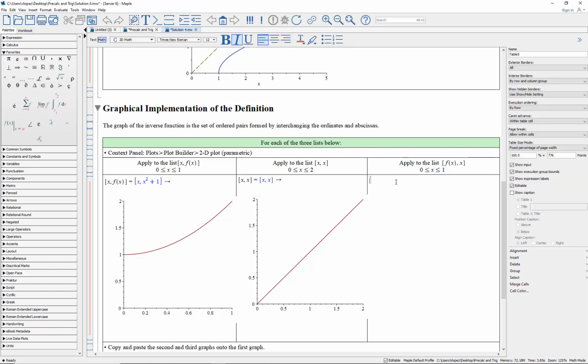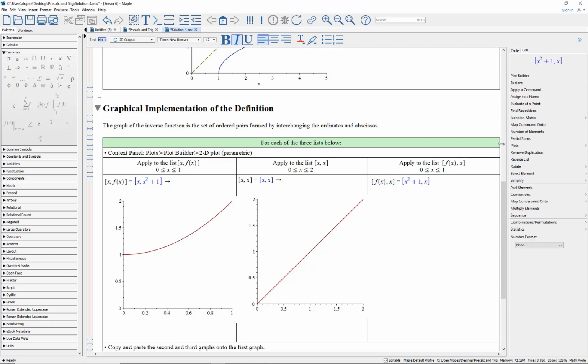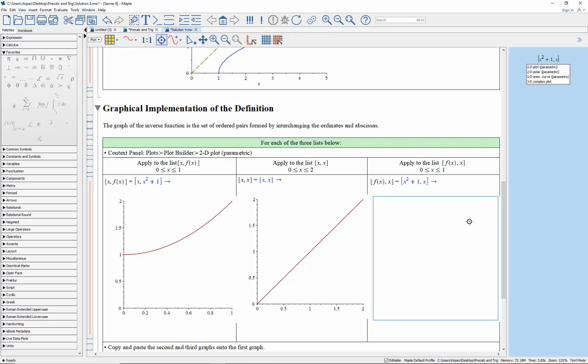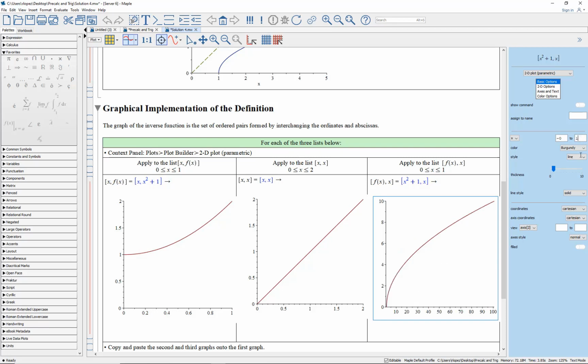And now let's reverse the coordinates as the definition of the inverse tells us to do. F of x comma x, control equal, and let's draw a graph using the plot builder. So again, it's a 2D parametric plot, and we want x to go from 0. Oh, let's try 1 here, and let's have the vertical window be 0 to 2.